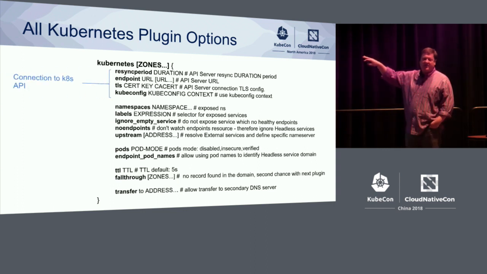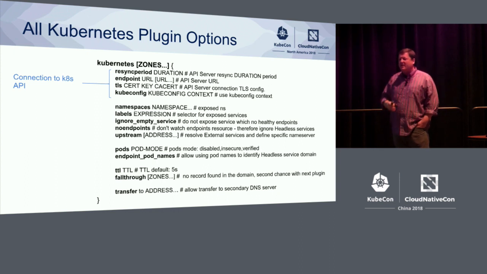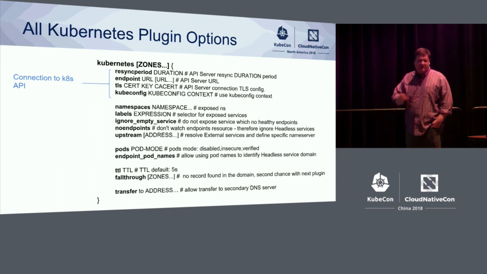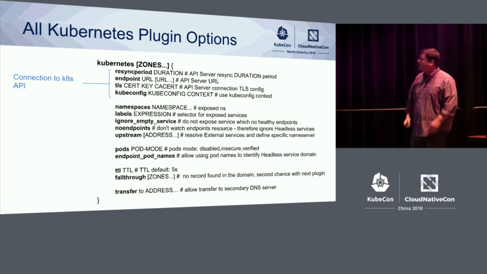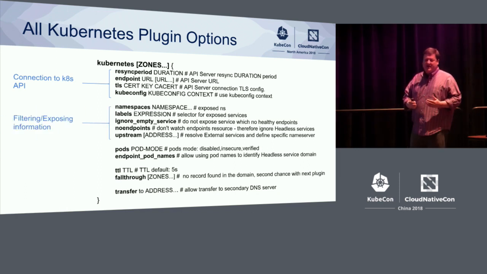There are a bunch of other options, too, that are not going to be as commonly used. These top ones here are really about how to connect to the API server. When you deploy it as Cluster DNS, which is really what this talk is about, that's not an issue because it's all done through the service account and all of that. But if you want to deploy CoreDNS external to the cluster for some reason, then you would make use of these options.